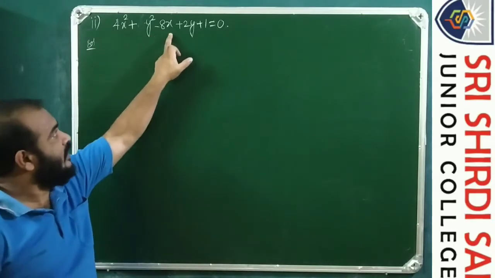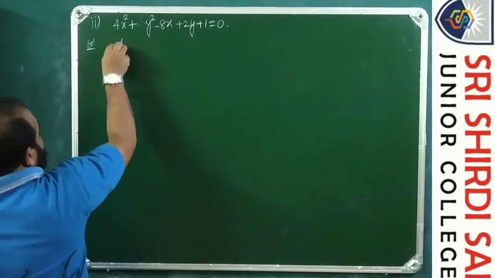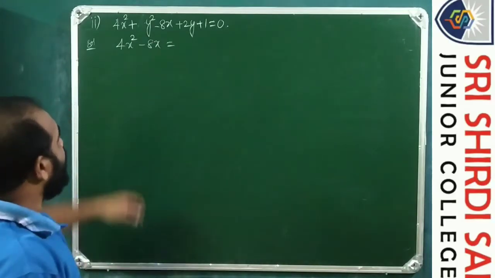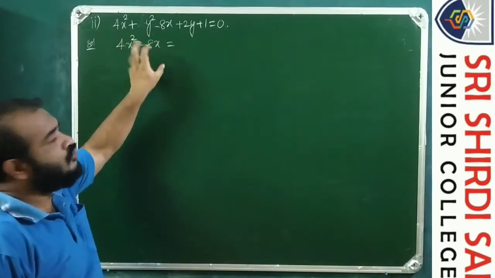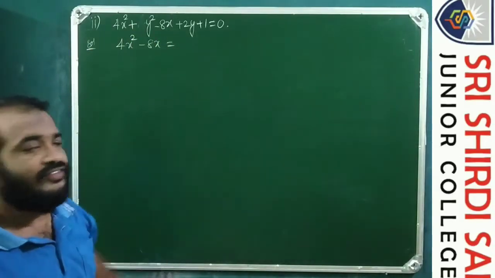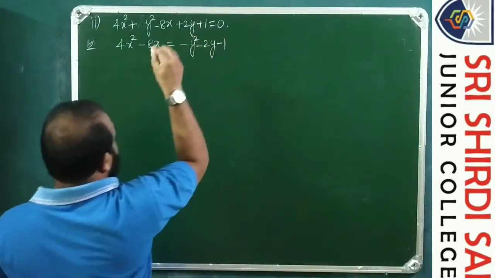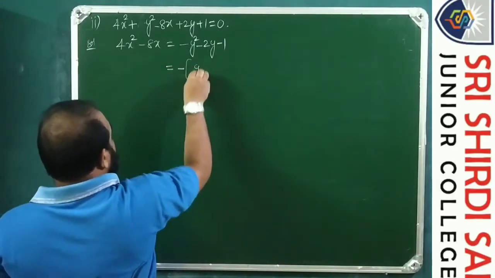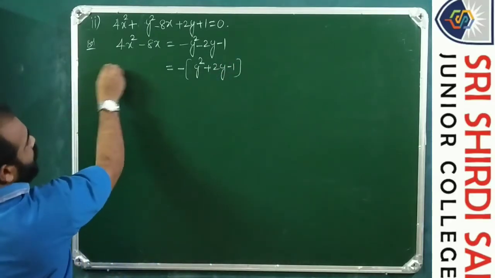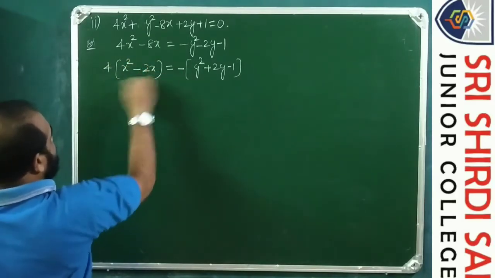Next: 4x square plus y square minus 8x plus 2y plus 1 equals to 0. First of all, this can be written as 4x square minus 8x equals to, keeping x terms on the LHS and remaining all terms including constant on the right hand side. So this is minus y square minus 2y minus 1, so this is minus of (y square plus 2y minus 1). If you take 4 common, this is x square minus 2x.